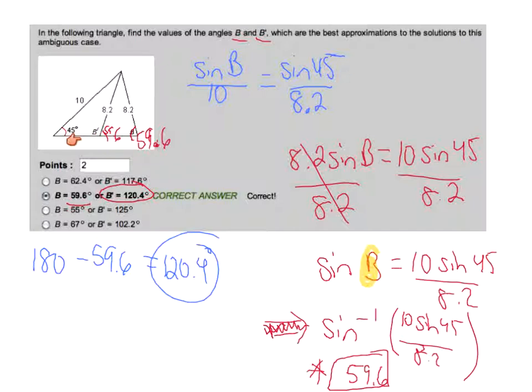Because doesn't B prime, even from the picture, look obtuse, right? It looks like it's greater than 90. So 120 makes sense. B was an acute angle. B prime is an obtuse angle. So everybody okay with this question? Always start with your outside triangle first whenever they give you two angles. It will make your life much, much easier.